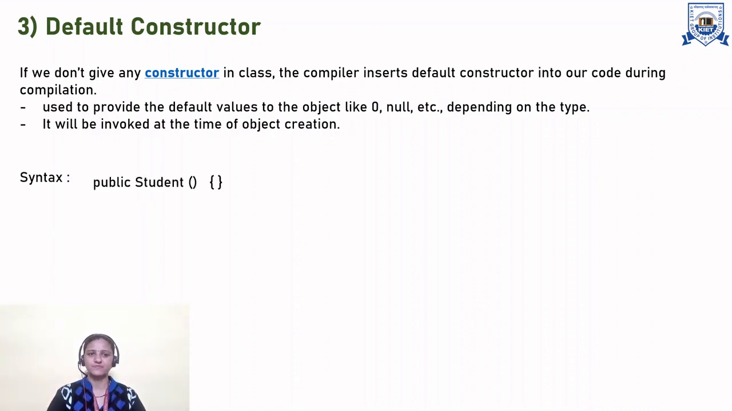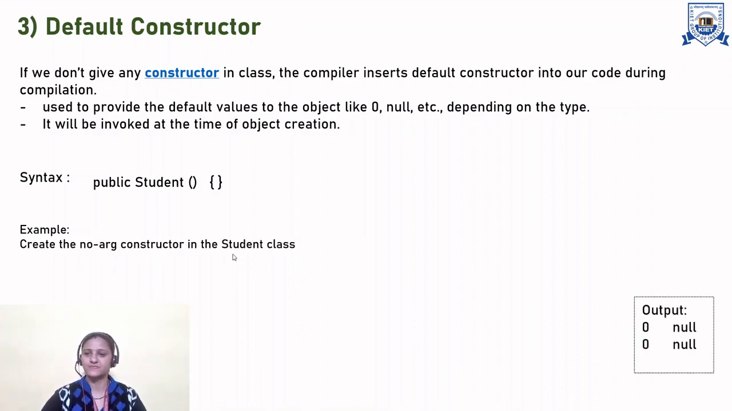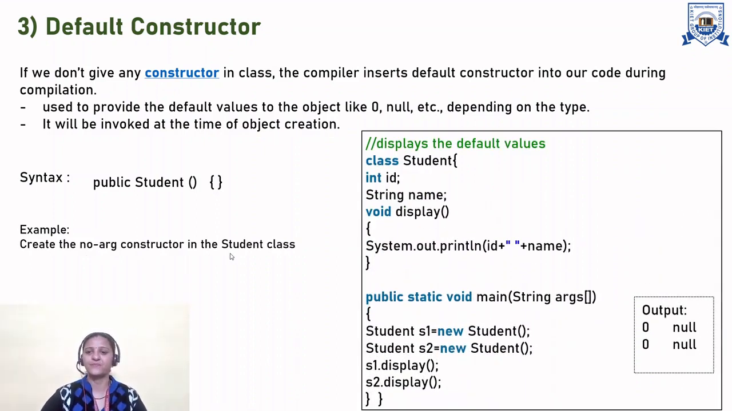Syntax: like this. It is the name of the constructor, which is similar to the name of the class. Its bracket, and the curly bracket, its body. Example: create the no-argument constructor in the student class, like this. Display the default values.